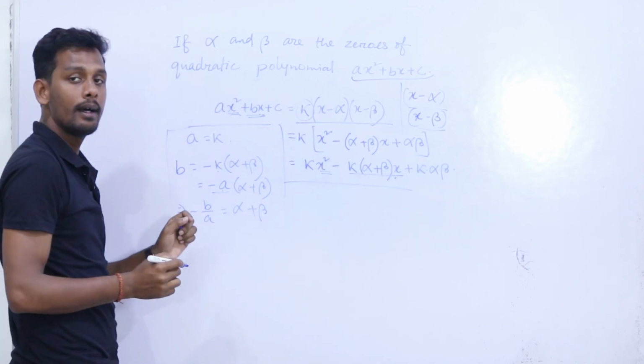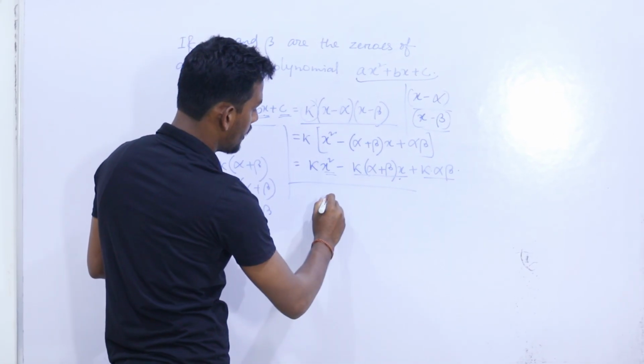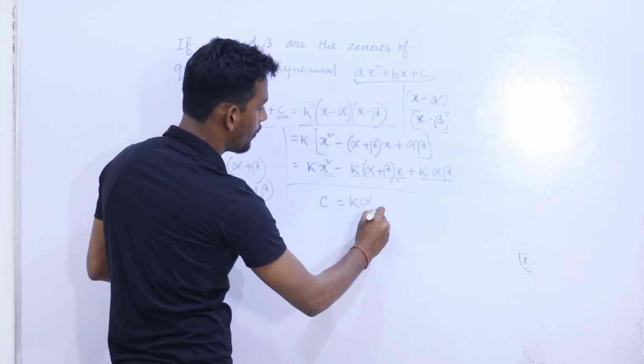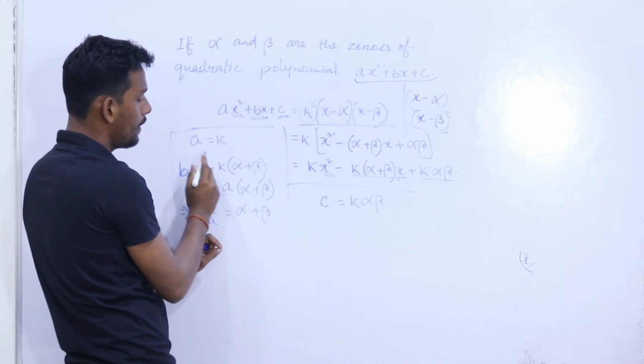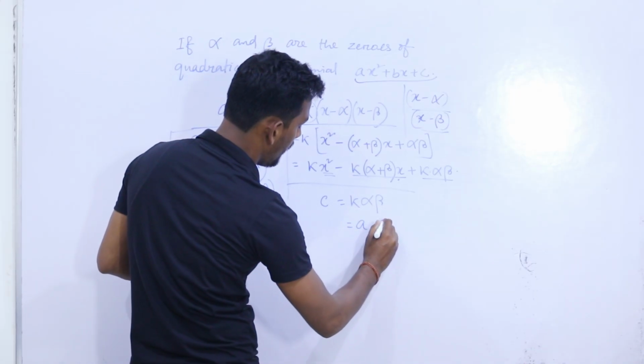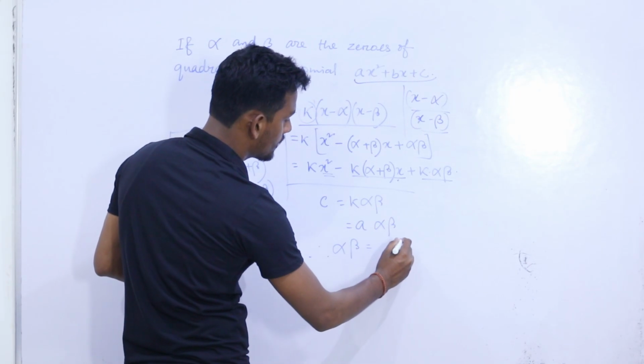Then about the product, the third one, c, and here k alpha beta. c is equal to k alpha beta. What is the value of k? The value of k is a. Therefore alpha beta is equal to c by a.